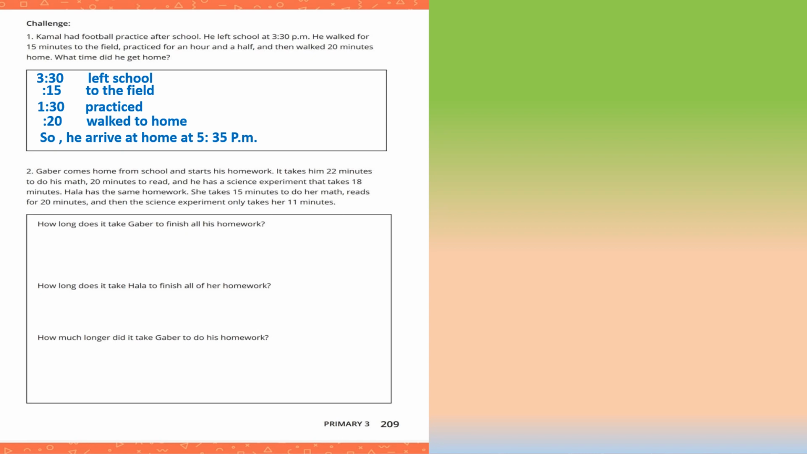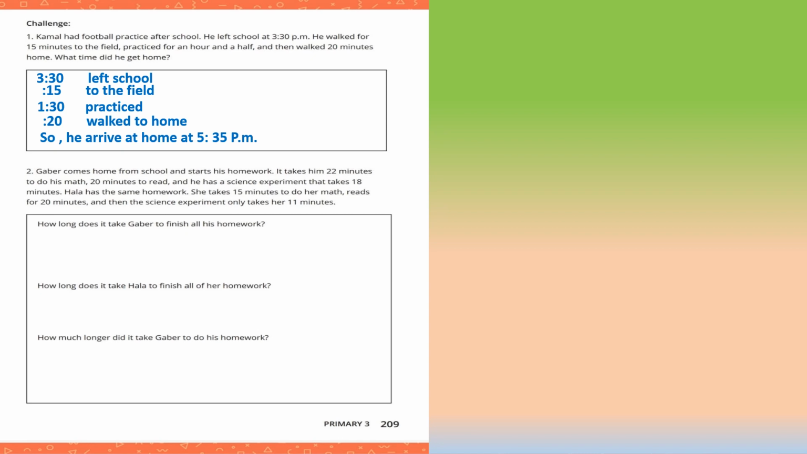Number 2. Gaber comes home from school and starts his homework. It takes him 22 minutes to do his math. So the math needs 22 minutes. 20 minutes to read. And he has a science experiment that takes 18 minutes. Hala has the same homework. She takes 15 minutes to do her math. This is Hala. She reads for 20 minutes, and then the science experiment only takes her 11 minutes.